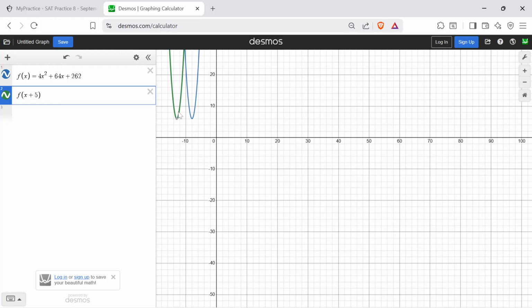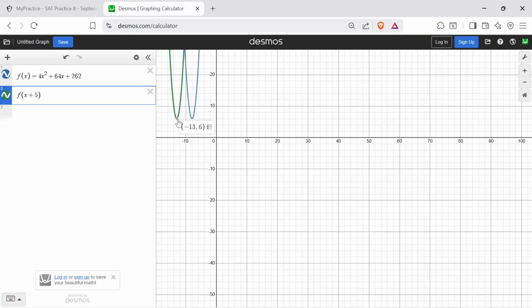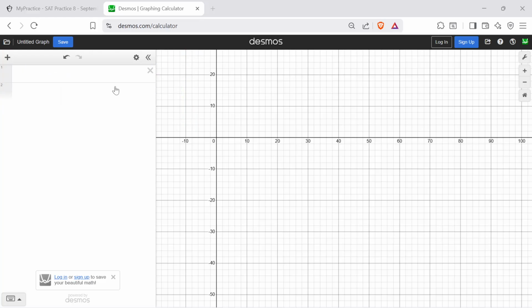But anyway, I can put f of x plus 5 and show you that the minimum is negative 13, 6, and I think it wants the x value. Function g is for what value of x? Yeah, it doesn't want the y value, it wants the x value. So that's negative 13. All right, so that's module 1, question 22.